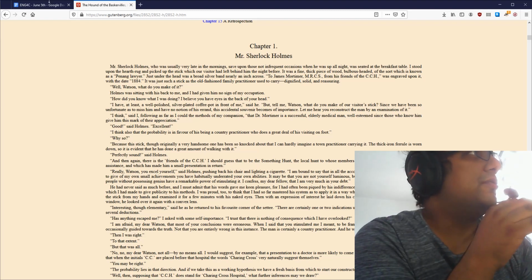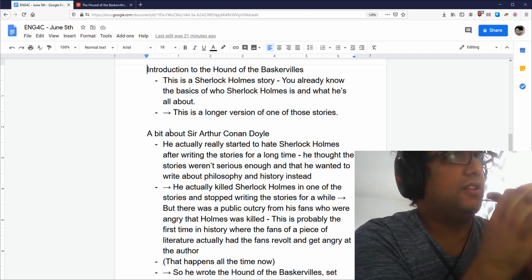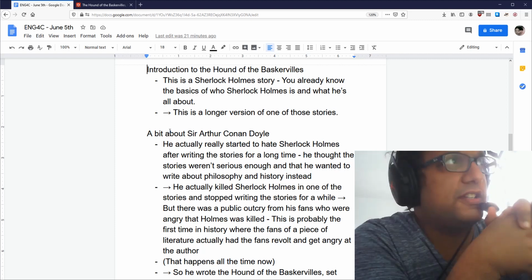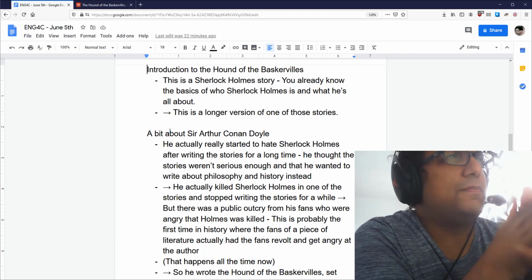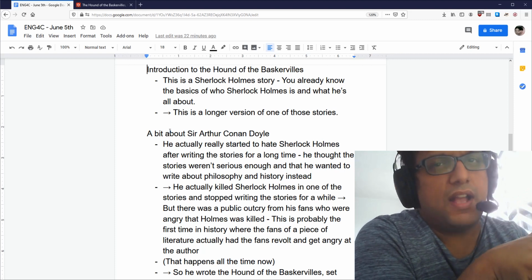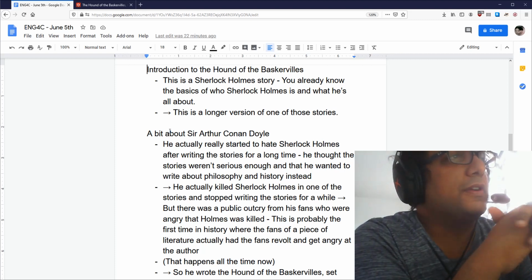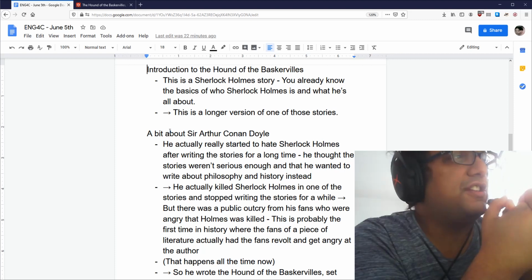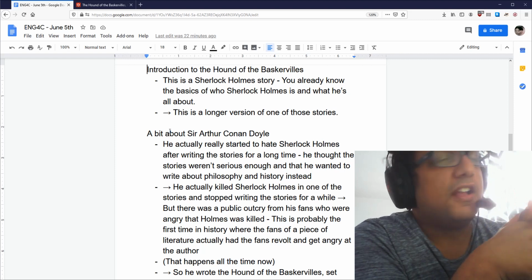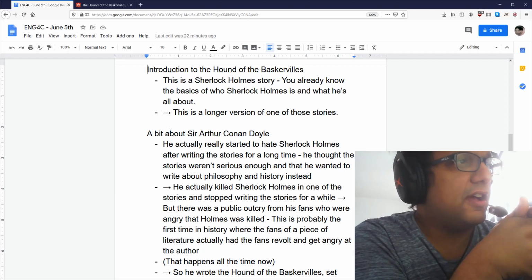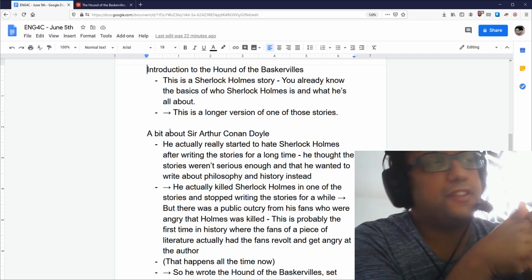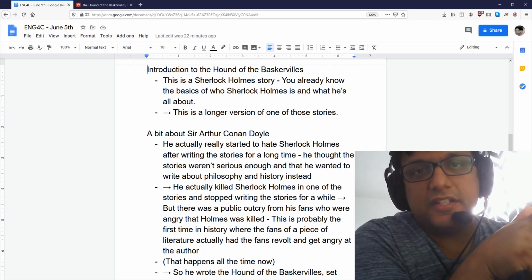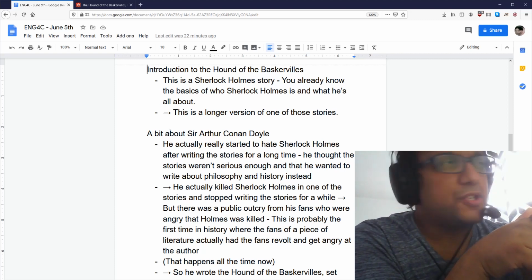Anyhow, in terms of this book, let's talk about it. It's a Sherlock Holmes story, and fortunately for you guys, you already know the basics of who Sherlock Holmes is and what he's all about. Essentially, this is a longer version of one of those stories. It still follows the same principles. You've still got Sherlock Holmes, the brilliant detective, on one side, and Dr. Watson as his sidekick and the narrator on the other, who's there to tell you what's going on in the story, just like we've been talking about.